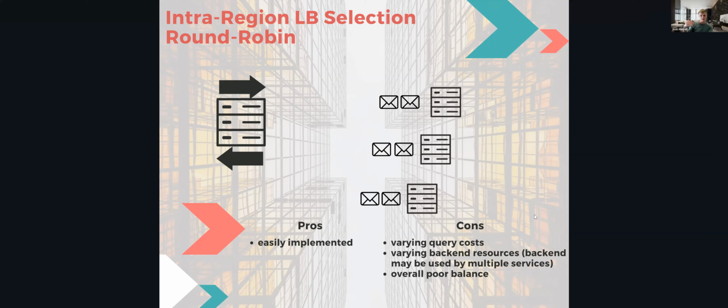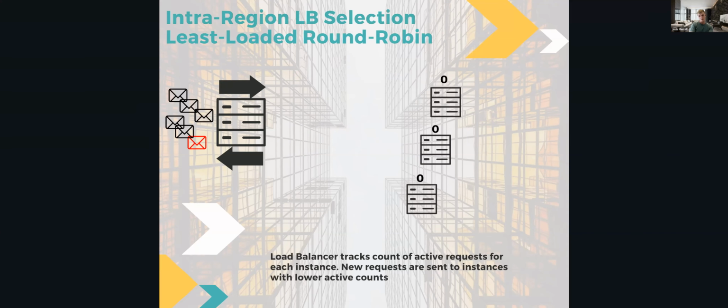But if other services are using the same resources, the same hardware on that instance, then we could see a lack of balance in how the instances are taking load. And that does, in fact, hold true. This is not something you would see in a production environment because of that. So to step this up a notch, what we could do is implement what we call least loaded round robin.